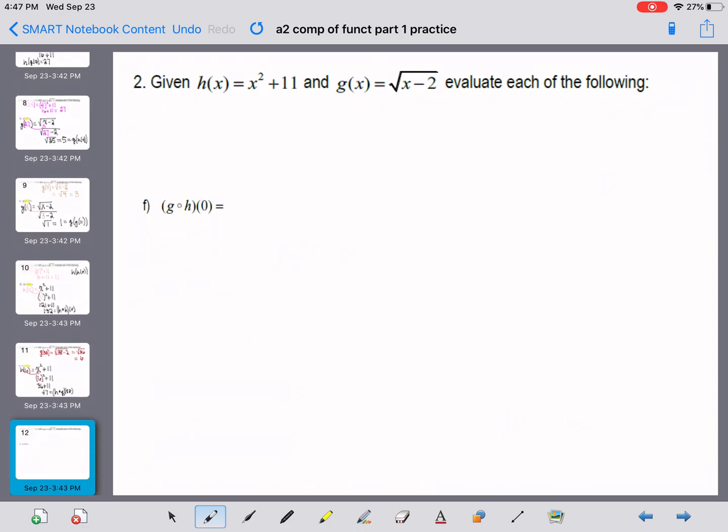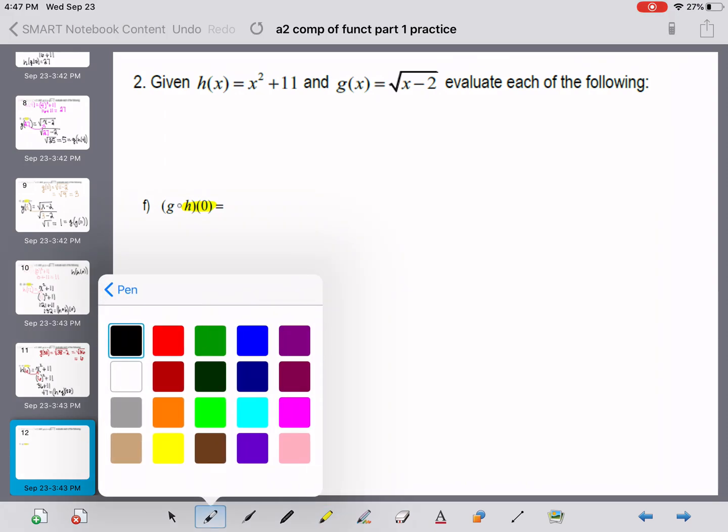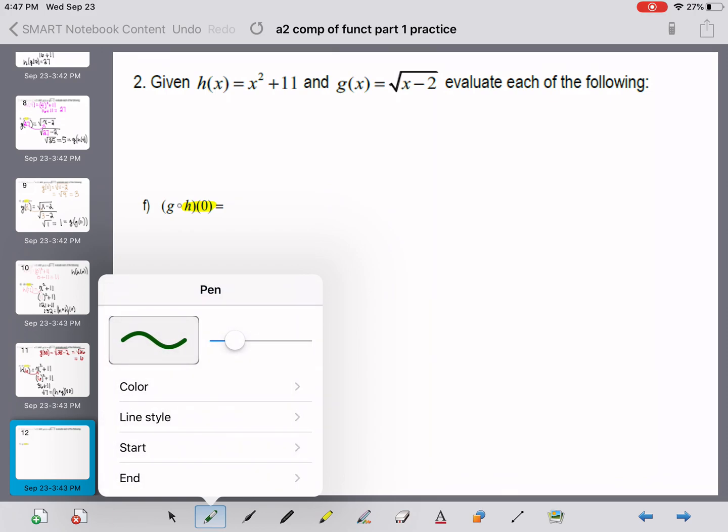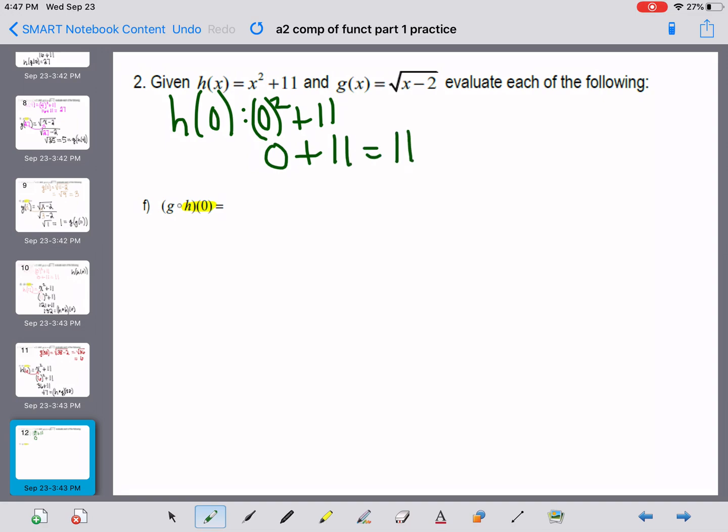Last one on problem number 2. G of h of 0. We're going to figure out what h of 0 equals first. So h of 0 equals 0 squared plus 11. 0 squared is 0 plus 11, which is 11.